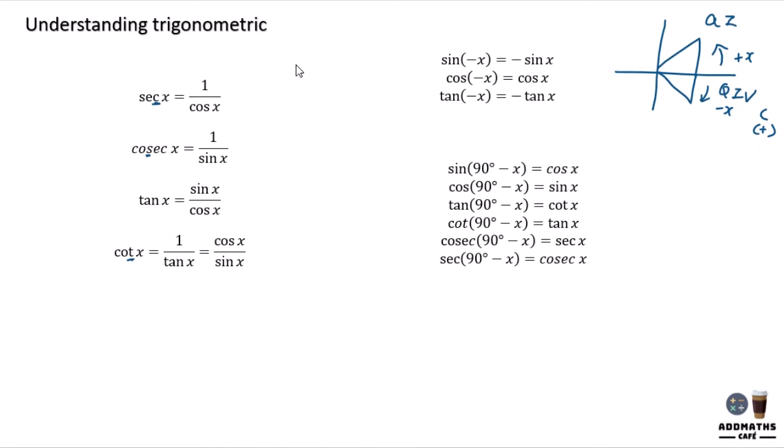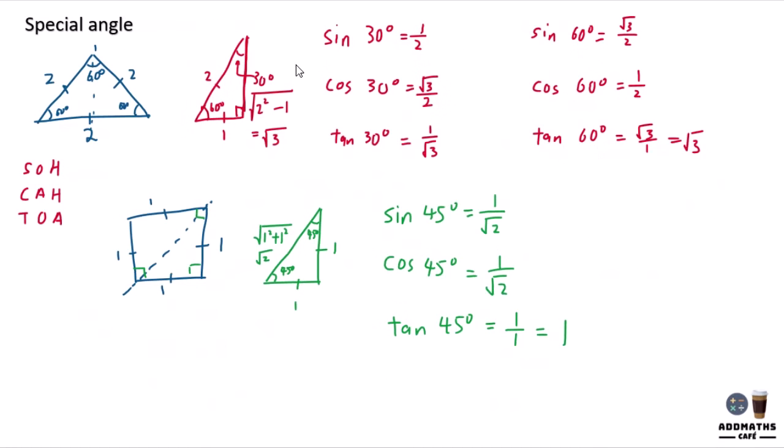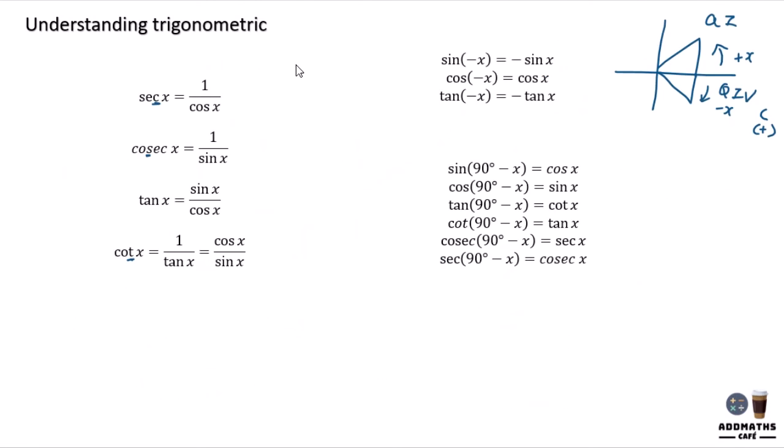Sine 90 minus x will be cos x. And this can be proved when you see that sine 30 is equal to cos 90 minus 30, which is cos 60. So this cos 60 value is 1 over 2. Sine 30 will also be 1 over 2. So we can see that when you apply this formula, it will be the same. Sine for cos, tangent and cot, cosec and sec. All these formulas are proven.